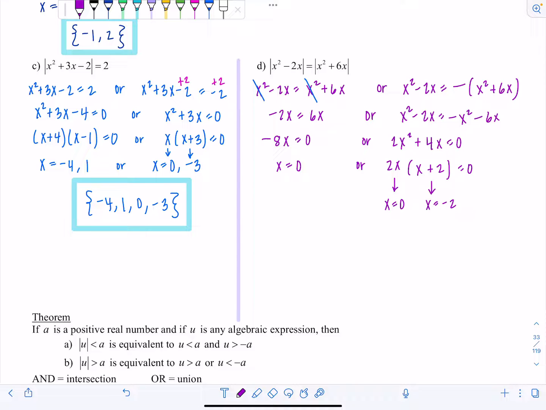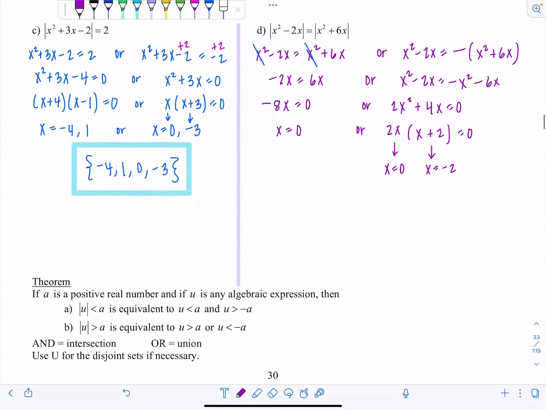Okay, so let's put everything in the solution set. Notice I have 0 as a solution twice, so you don't need to be redundant and put it in there twice. Just once is enough. Everybody knows 0 is a solution, okay? And we're done. All right, not too bad, yeah?